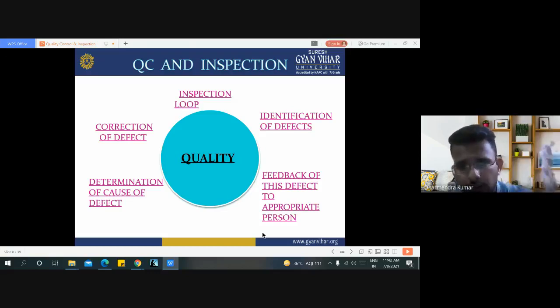If we centralize on quality, then these are the various factors which affect the quality, like correction of defect. How we correct the defect: on the basis of that examining or testing parameter, we can find the better method for correction of defects. Inspection loops, identification of defects, feedback of this defect to the appropriate person, determination of the causes of defect.